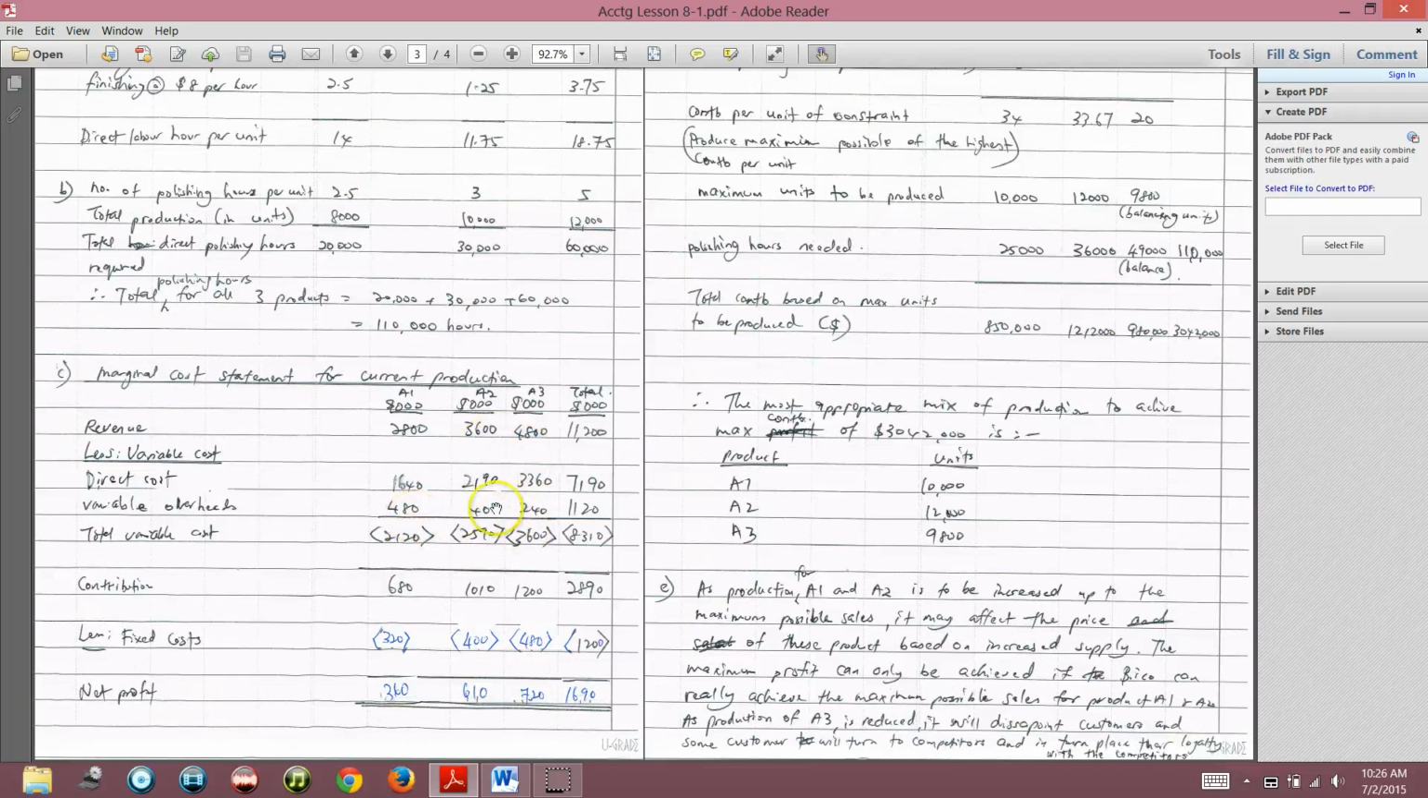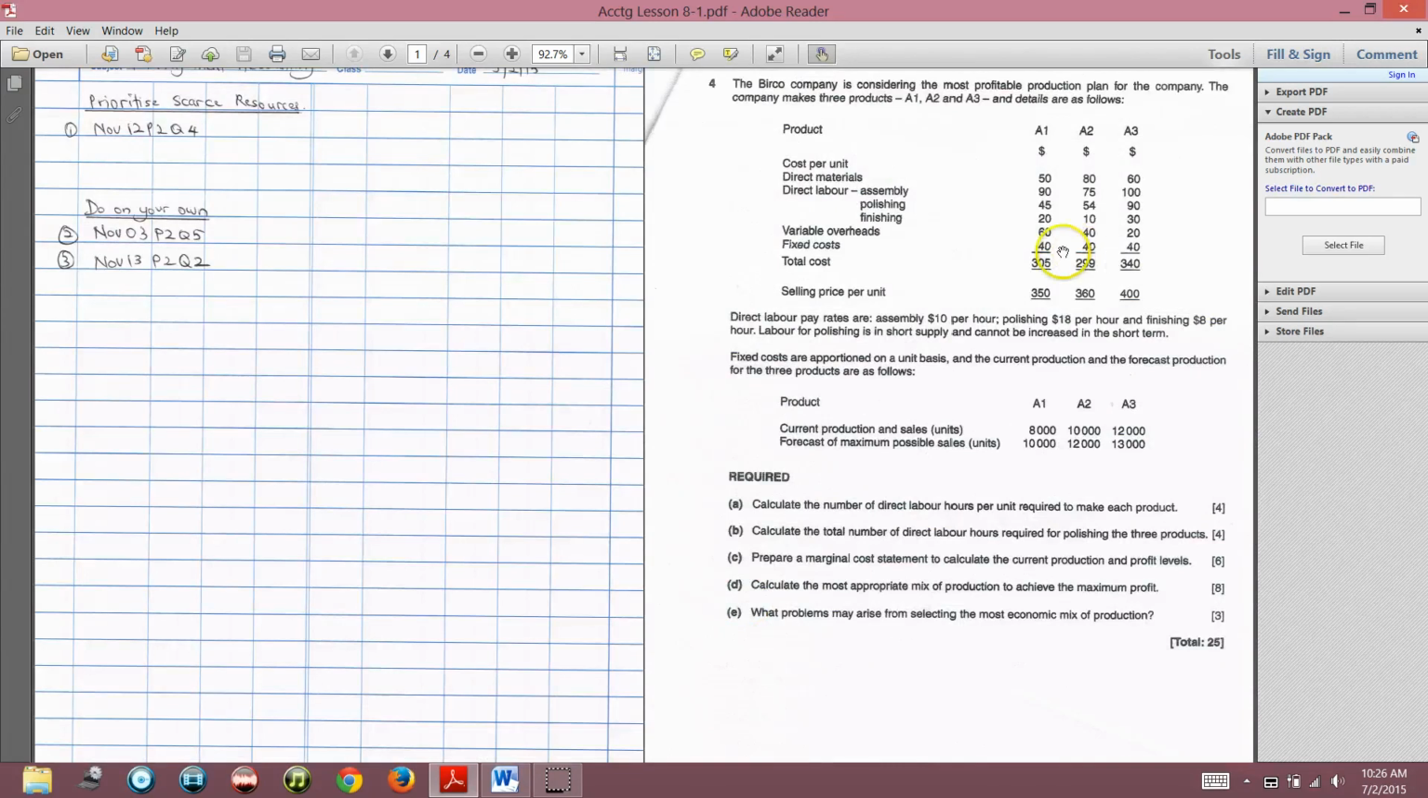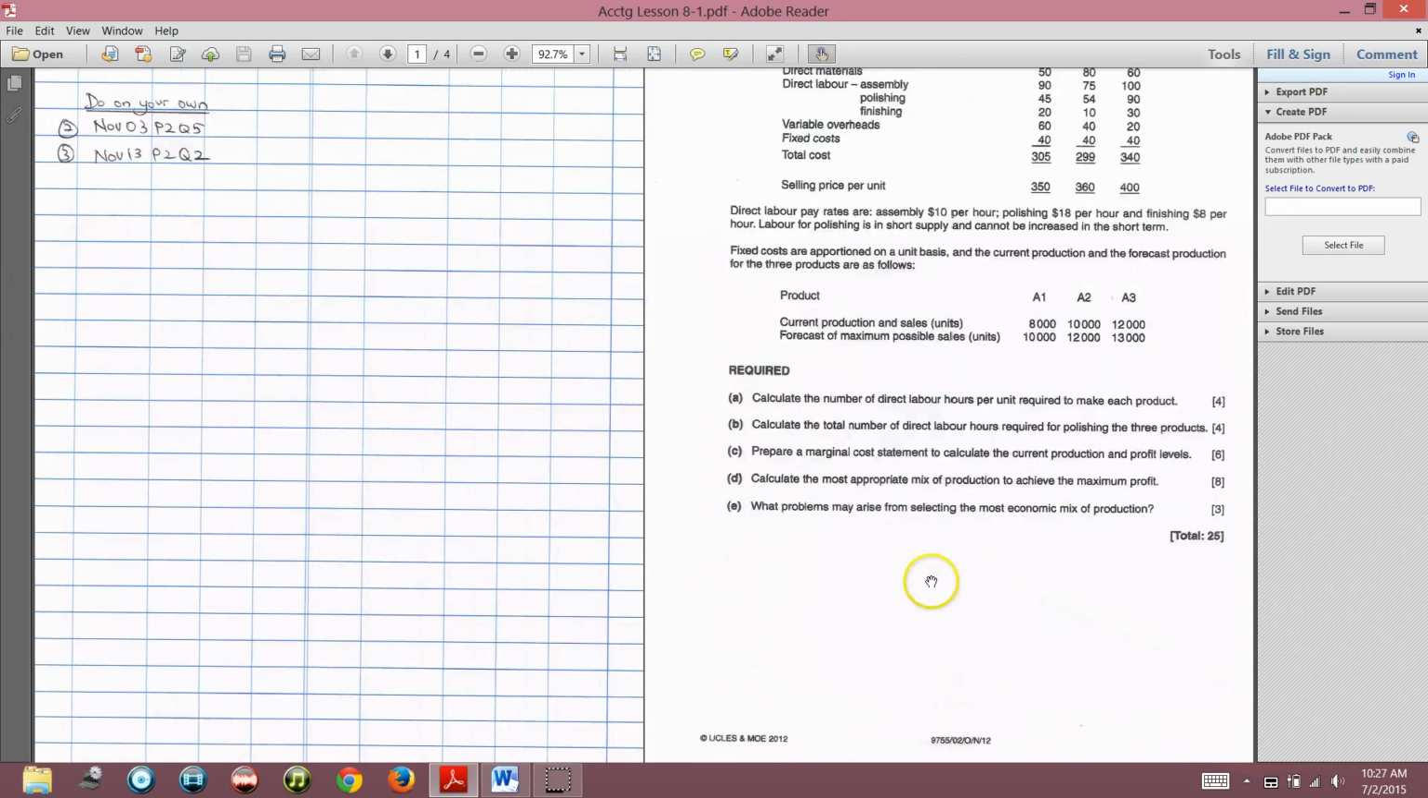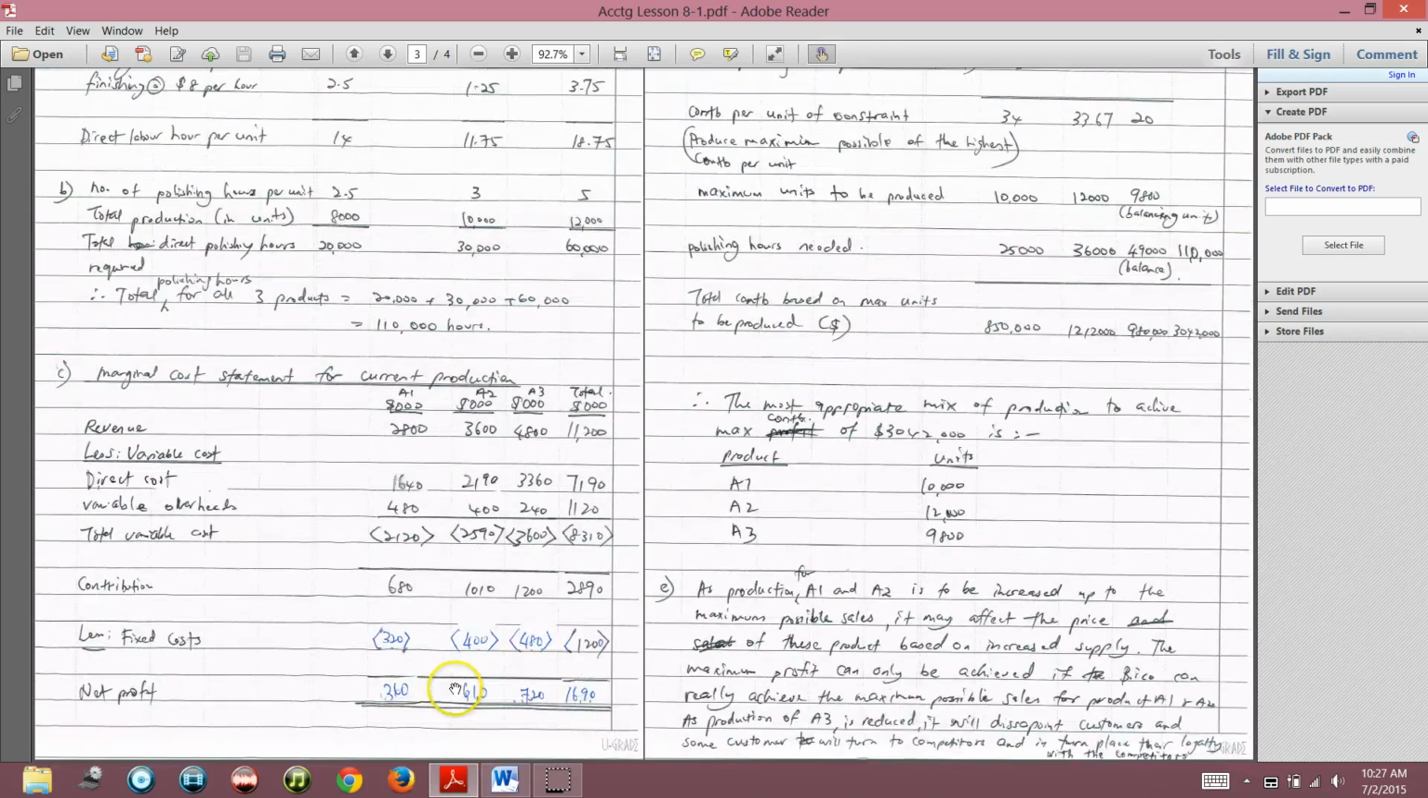A2 and A3, you get it with the same method. So revenue minus variable cost, you will get contribution, less fixed cost. The fixed cost per unit of A1 is 40, and the production is 8,000, so 40 times 8 will be 320. So this is the fixed cost, 320. Then you total up, you get the total column, and then you get the profit. So I have done the marginal cost statement for the current production.